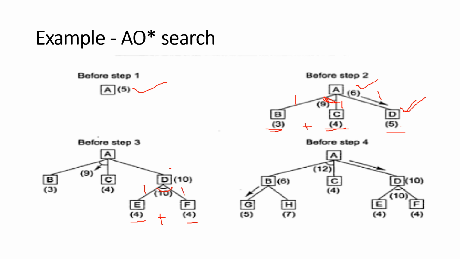So it will be 1 plus 1, 2, 2 plus 8, that is 10. So for solving D, the heuristic value is 10. And 10 plus 1, that is 11. So here the heuristic value is 11.